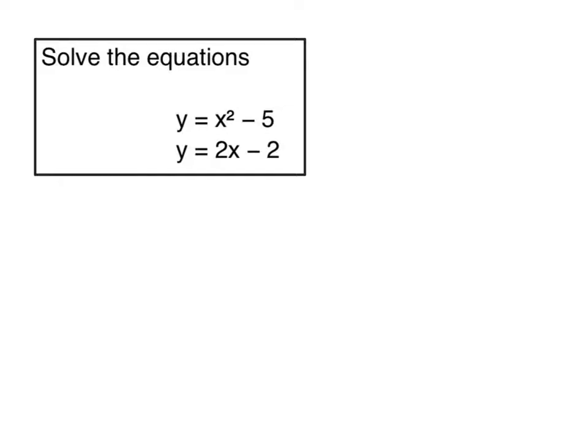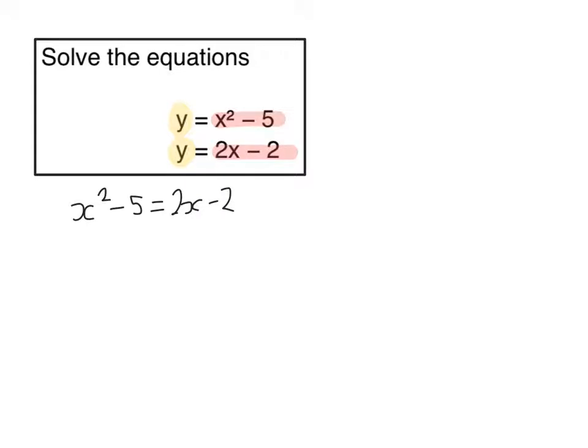Solve the equations y equals x squared minus 5 and y equals 2x minus 2. Well, what we've got here is both equations where it's y equals something. So if y is this and y is also this, then we're saying that they're actually equal to each other. So we've got x squared minus 5 is equal to 2x minus 2 because they're both equal to y, so they're both the same.